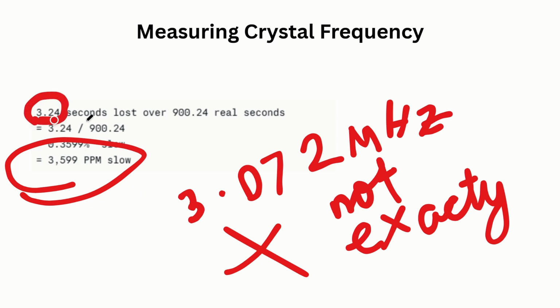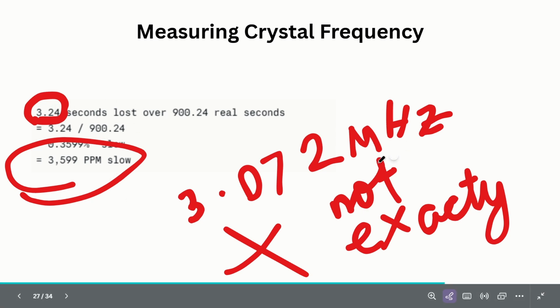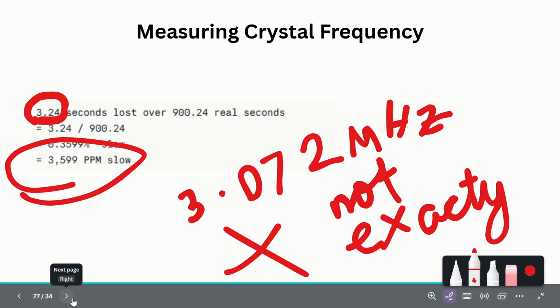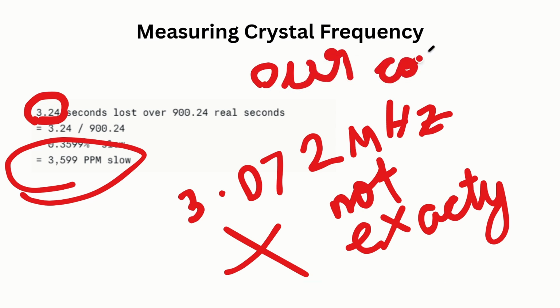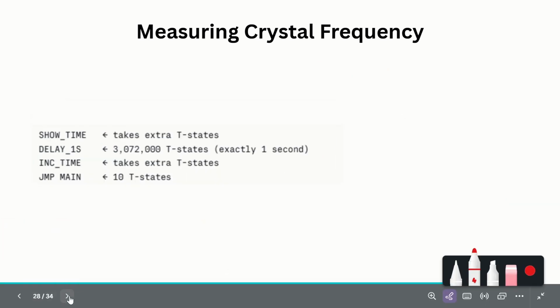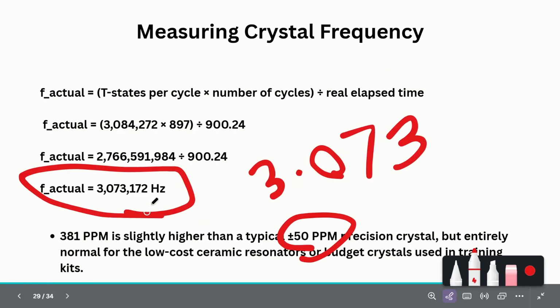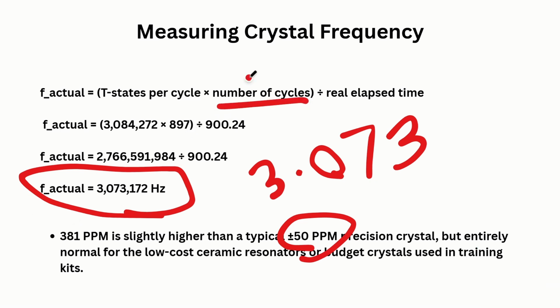So this means our crystal is 3600 parts per million slow, but that's not true because any crystal wouldn't have so much deviation. The reason behind that is, although we have used a 1 second delay, our entire code would take more T states, which would cause an even higher delay. After taking all of that into account, I figured out that the crystal frequency is actually 3.073 megahertz, which is a little higher than the frequency mentioned in the datasheet. This is actually not well within the range, but still this is normal for a training kit microprocessor. In fact, having this crystal frequency be higher caused our program to have a better result.